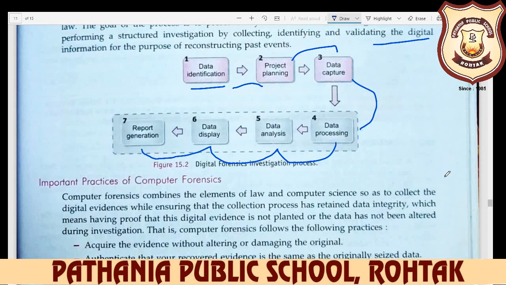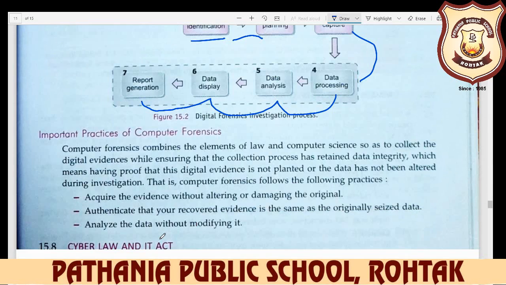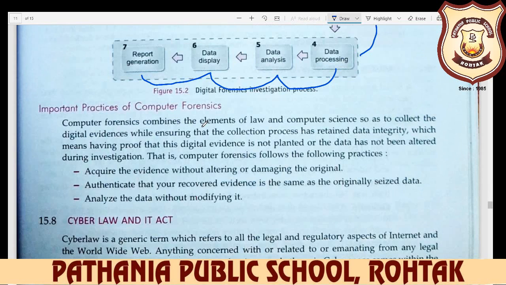The important practices of computer forensics are as follows. Computer forensics combines the elements of law and computer science so as to collect digital evidence while ensuring that the collection process has retained digital integrity. Computer forensics follows these practices. The first practice is to acquire evidence without altering or damaging the original, when we collect the evidence.